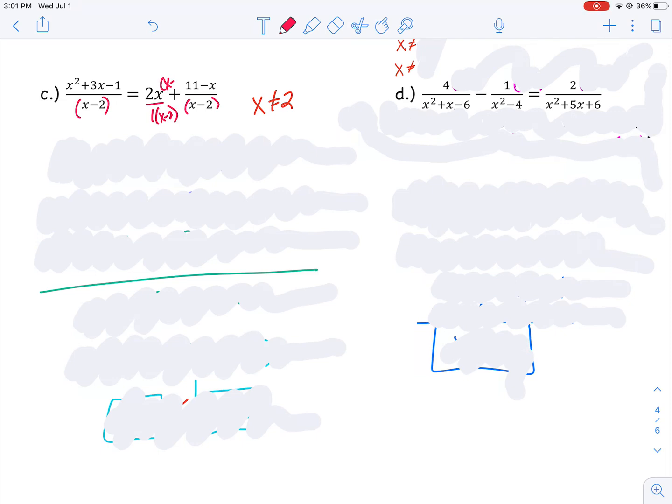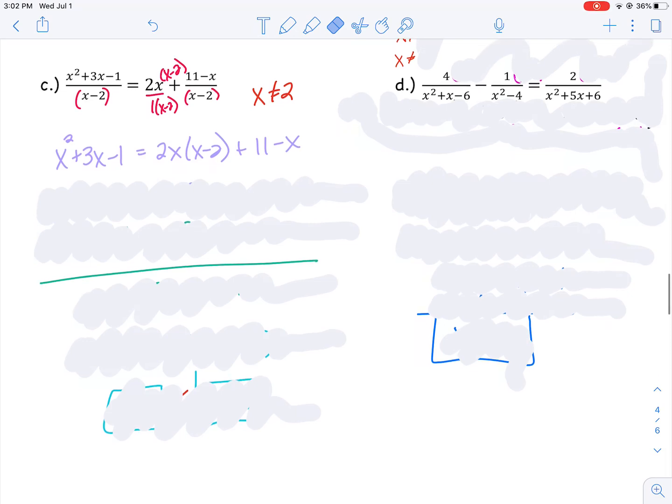So I'm going to multiply both the top and the bottom by the factor of x minus 2. That way everybody has a denominator of x minus 2. Since our denominators are the same, I should be able to just work with the numerators. That leaves me with x squared plus 3x minus 1 is equal to 2x times the quantity x minus 2, and then a positive 11 minus x.